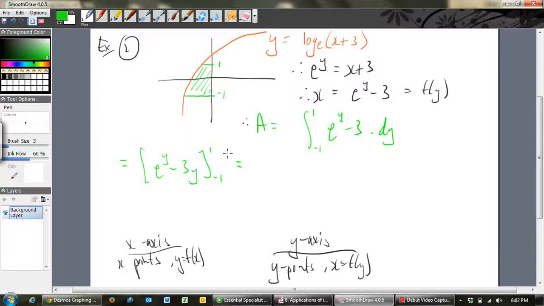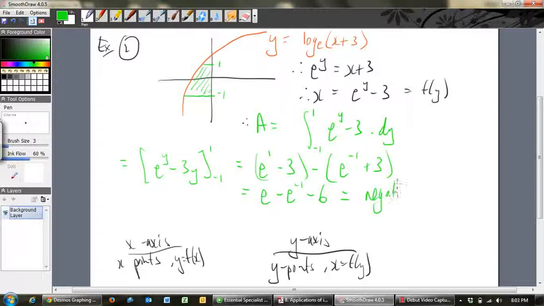I don't want to waste your time or anything like that. And you're going to see what I've done wrong, hopefully. So e to the 1 minus 3, so that's the first lot, minus, put -1, e to the -1 plus 3. And that equals e minus e to the -1, whatever that is, and minus 6. Now, if you put this into your calculator, e is 2.7, 1 over 2.7 is some small number, so it'll be 2.7 minus some small number, minus 6. You're going to get a negative answer here.